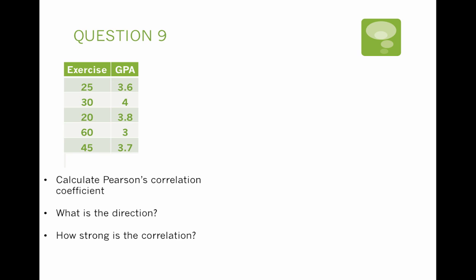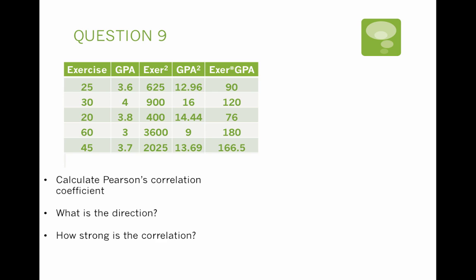So what's the first step? We need to get our labels. And once we have our labels, we go ahead and work through it. So here are our labels: x squared, exercise squared, y squared, GPA squared, and x times y, exercise times GPA, and we fill those out. And we need to make sure that we have our summation, and once we have that, we work down the columns to add everything up.